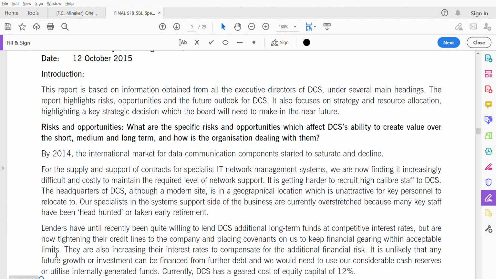Okay, now let's see. Let's read the first subheading. That is risks and opportunities. What are the specific risks and opportunities which affect TCS's ability to create value over the short, medium, and long term? How is the organization dealing with them? Let me highlight this so that later, if I have to come back, I know that it's about risks and opportunities.